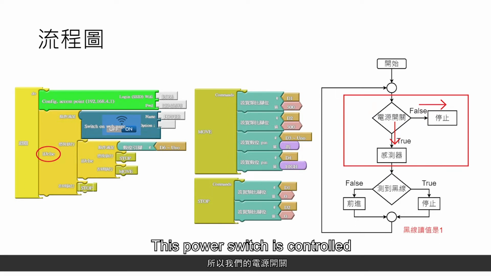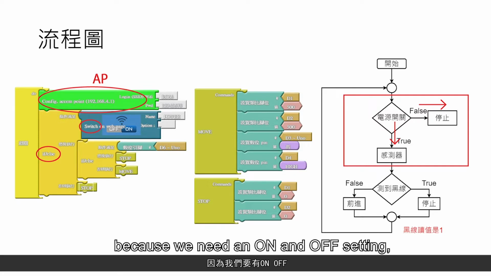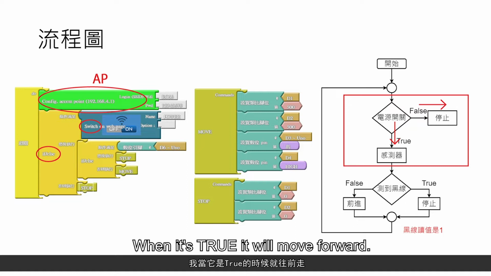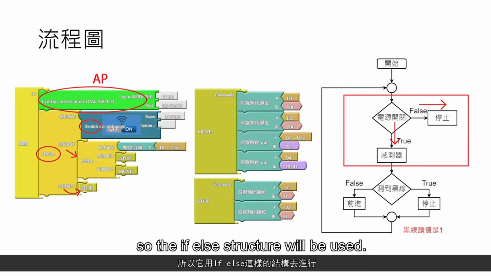This power switch is controlled by our smartphone, so we need to set the smartphone to become an AP. Once this AP is set, we will have a switch here. We're using a switch block because we need an on and off setting. It's easier this way. We'll select switch. It will have two path options. When it's true, it will move forward. When it's false, then it will stop. There are two paths, so the if-else structure will be used.